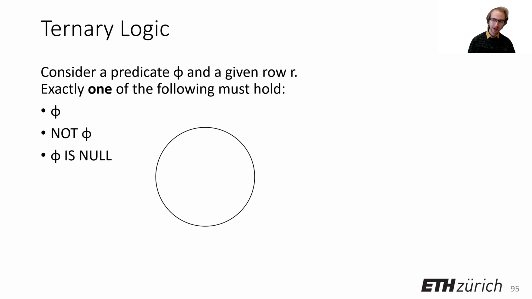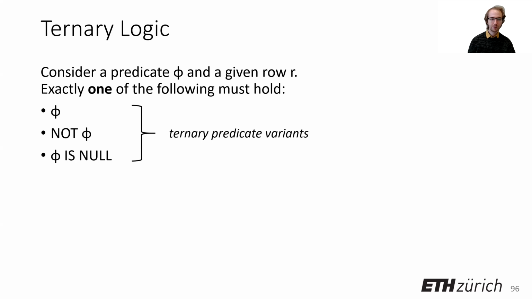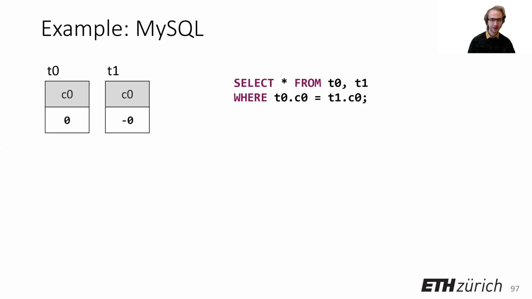Now, based on any kind of given records or result set, we can basically take it and partition it into three parts, namely for those where the predicate evaluates to true, for where it evaluates to false, and where it evaluates to null. We refer to these three predicates as the ternary predicate variants.